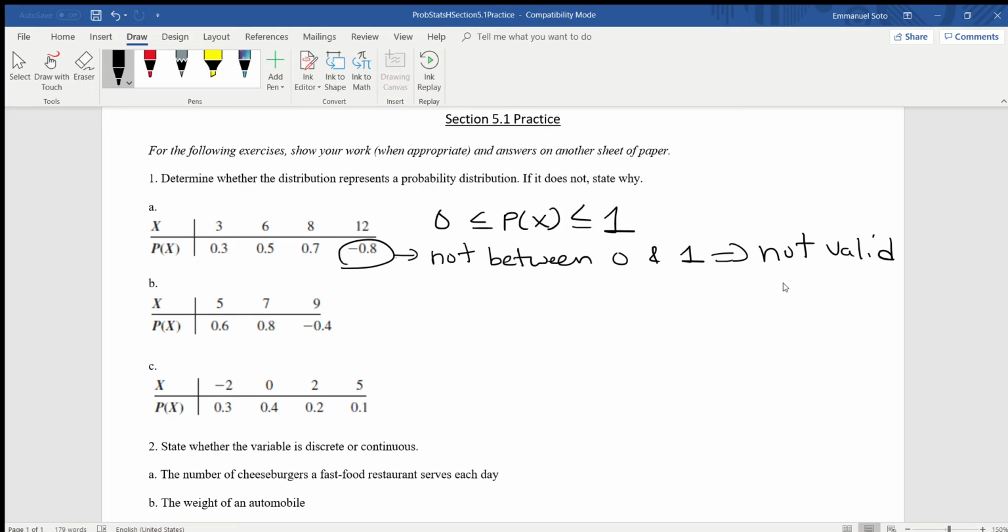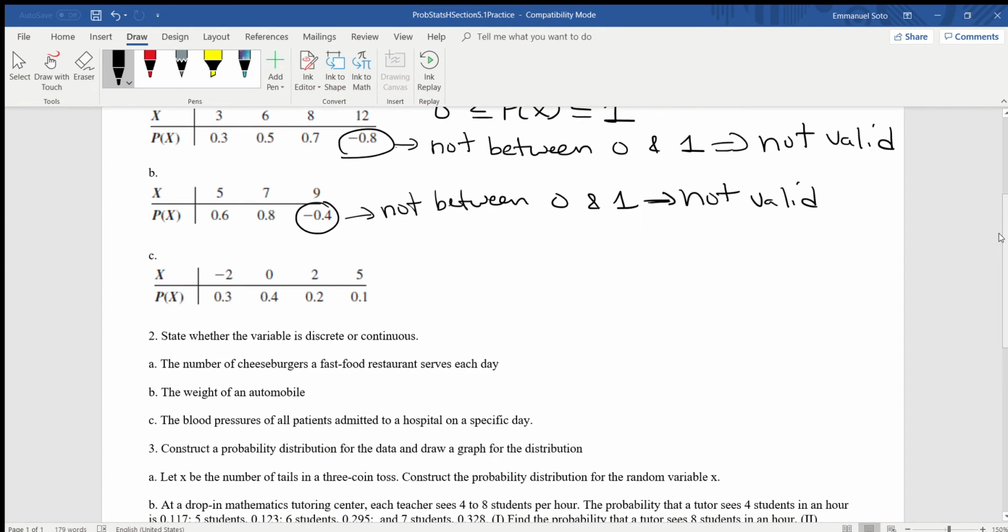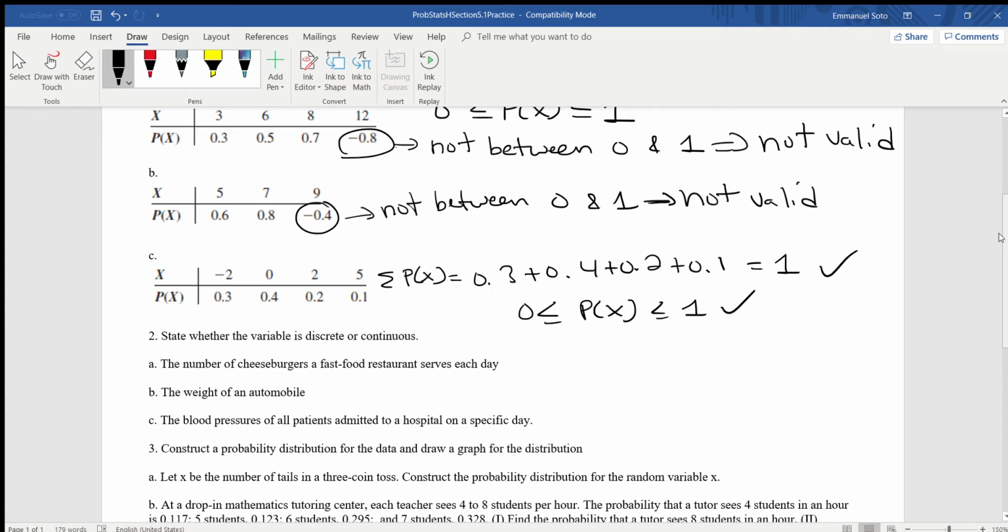Okay. For part B, again, we're looking at this guy. So not between 0 and 1, so it's not valid. Alright, and then looking at part C, we've seen that condition 1 is valid. They're between 0 and 1, so then we are going to go ahead and add the probabilities and see if they work out. So 0.3 plus 0.4 plus 0.2 plus 0.1. So that's 0.7, 0.9, and that's 1, so that checks out. And then the probabilities are between 0 and 1. That checks out, so that means this is valid.